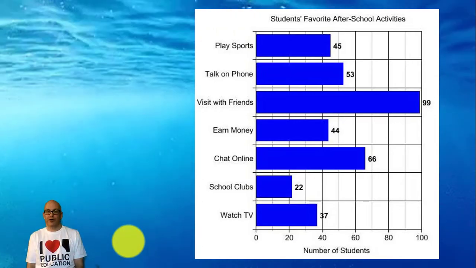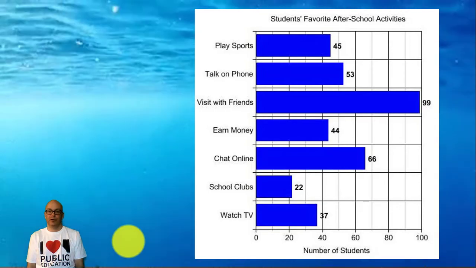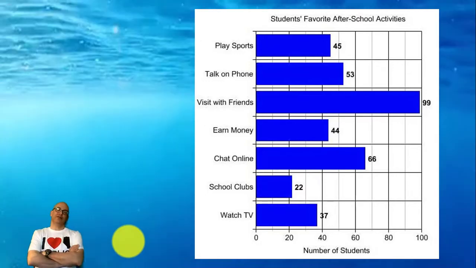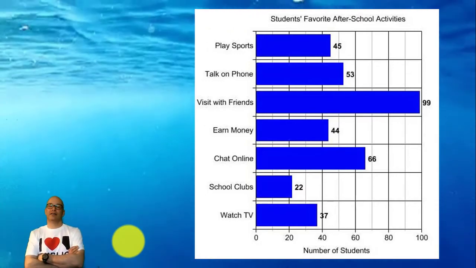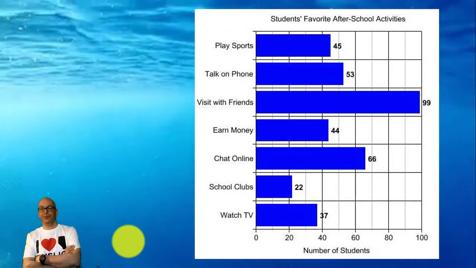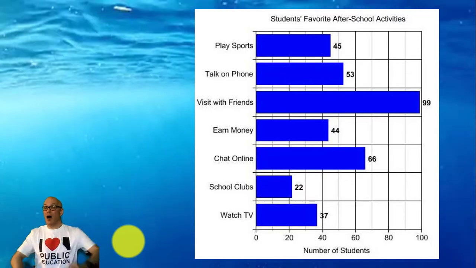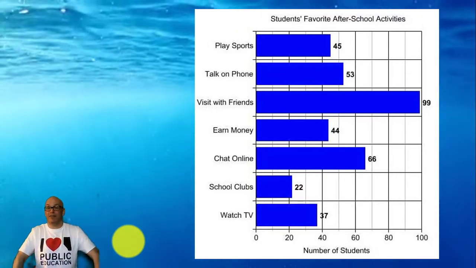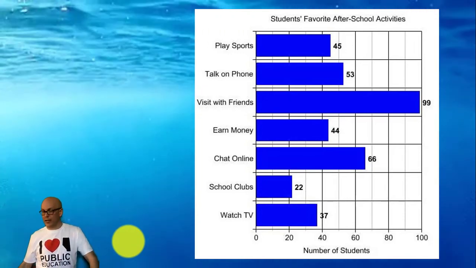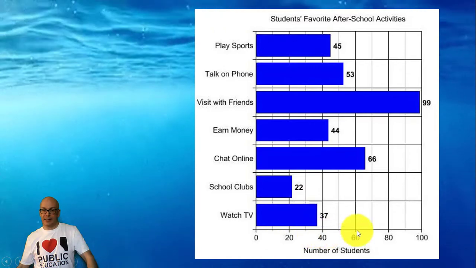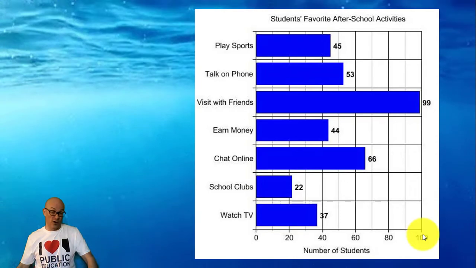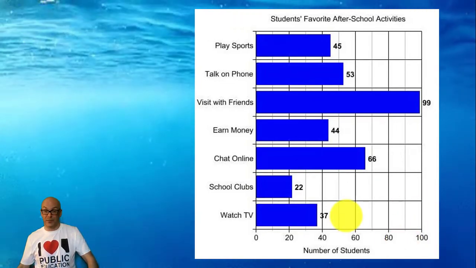How many bars are on the chart? Yeah, 7. Which after-school activity is most popular? Yeah, visiting with friends. How many people said that that's their favorite after-school activity? Yeah, 99. Do you see along the x-axis, students? The x-axis goes all the way up to 100 this time. Not just 4 or 6 or 10. It goes to 100. Okay?